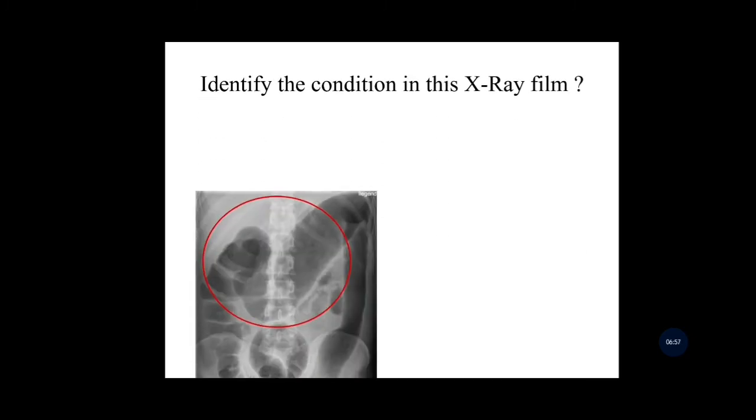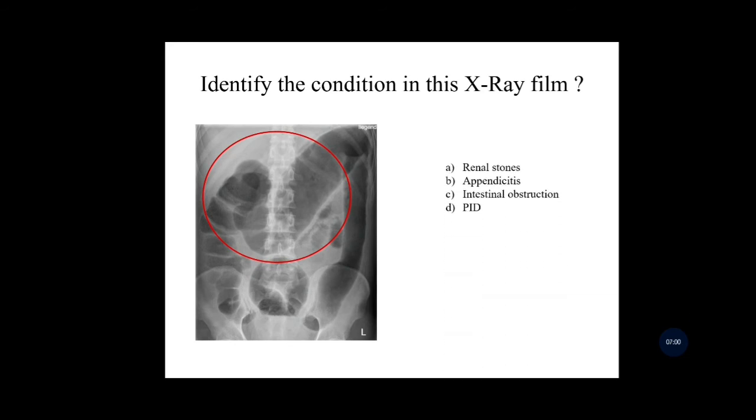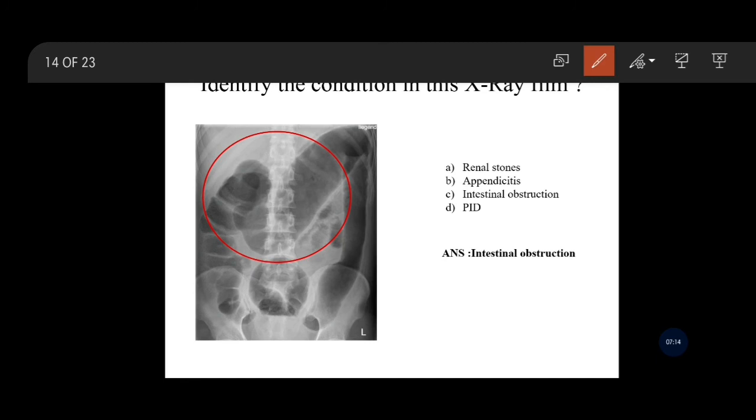Identify this condition in this X-ray film. Options: Raynaud's, appendicitis, intestinal obstruction, PID, that is pelvic inflammatory disease. The right answer is intestinal obstruction. If you observe this film, this is the large intestine, and here the large intestine has become twisted. That's the reason it is intestinal obstruction.